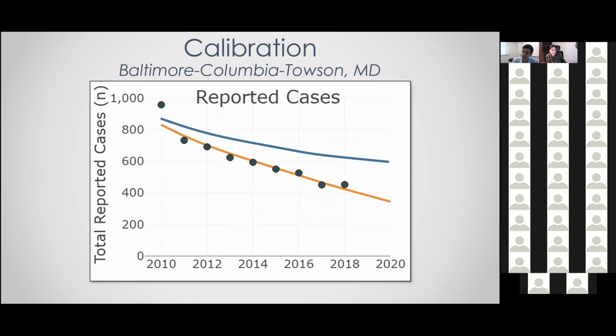I could draw you another line, right? Maybe a set of parameters gives us this simulation here, and that's not such a good fit. And so what our calibration process wants to do is keep simulations like this one, keep the parameters that give us these simulations, but not keep simulations that look like that.